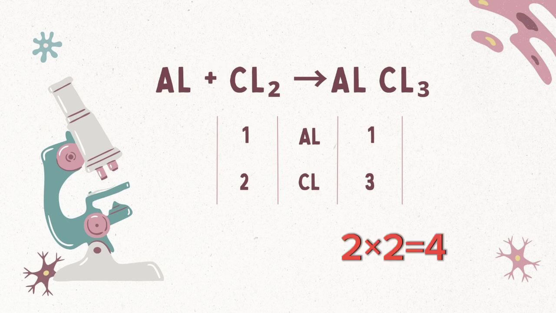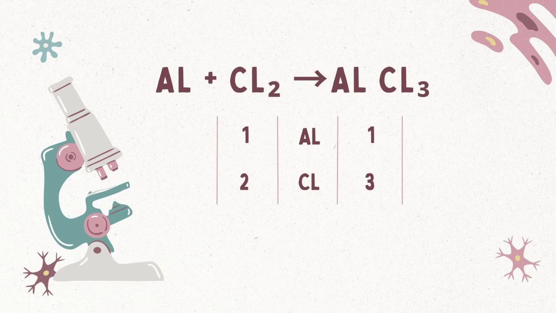So it will be 2 times 2 is equal to 4. But now it is too much because we just need to get 3. So let's try to add the coefficient of 2 into our Cl3. But if we put 2 in front of the Cl3, the Al in the product is going to change since they are connected.